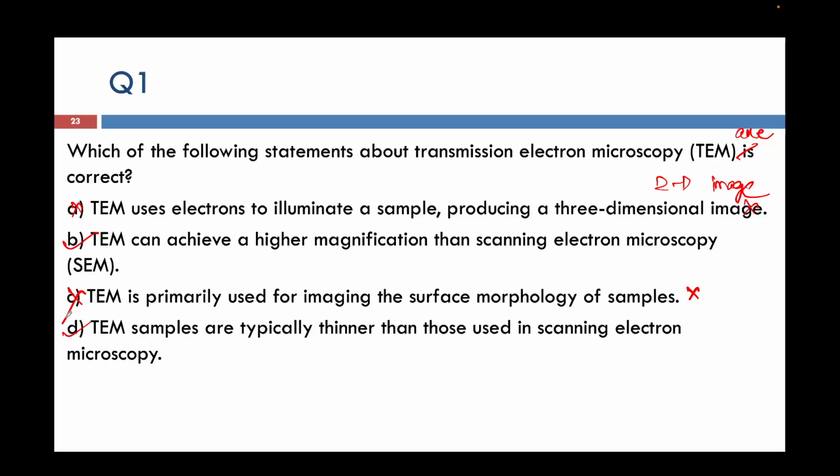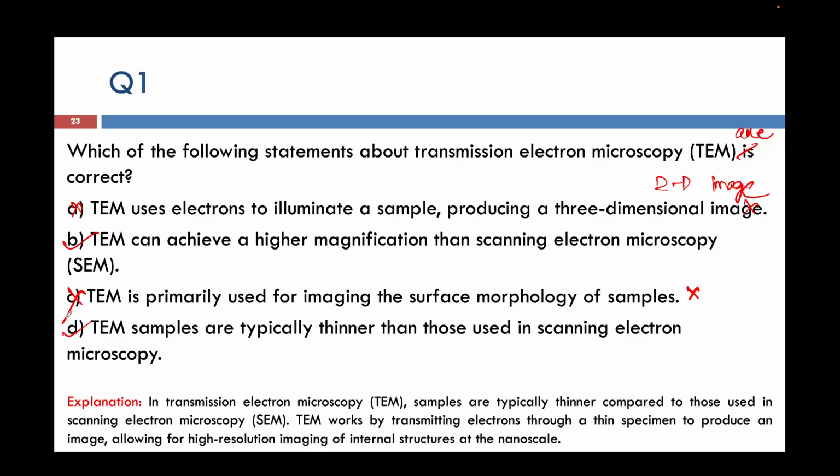And here is the explanation also. In transmission electron microscopy, samples are typically thin because the penetration depth of electrons is about 100 nanometers. For TEM we keep the thickness of the sample close to 5 to 20 nanometers. Typically we make our sample in such a way that first we cut a sample, and then we keep this thickness at 100 nanometers.